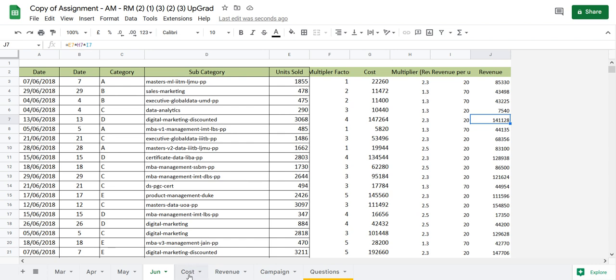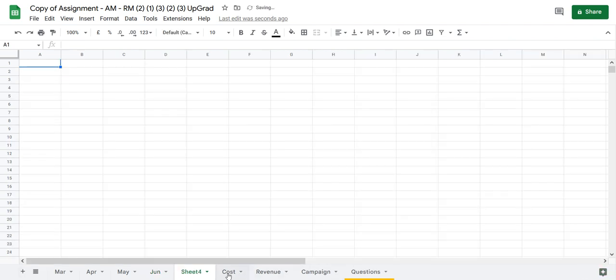So we have calculated cost, we have calculated revenue. Now only the answers are remaining. For that we will create some pivots. Before creating the pivot, we will create one consolidated data. We will create one more tab here for pivot. So basically, what is the first question?